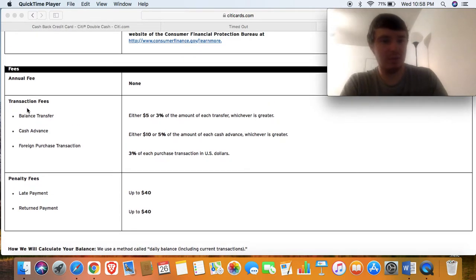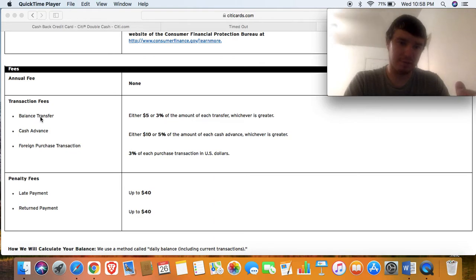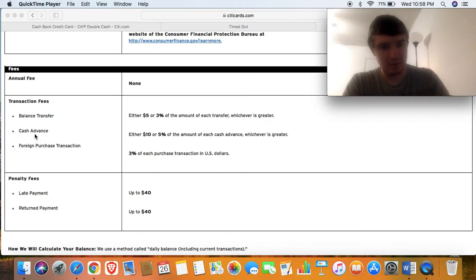But in this transaction fees box, some of these boxes will have more or they will have less. Some credit cards don't allow you to transfer balances. Most do, but some don't. So that might not be in here, so be aware of that.